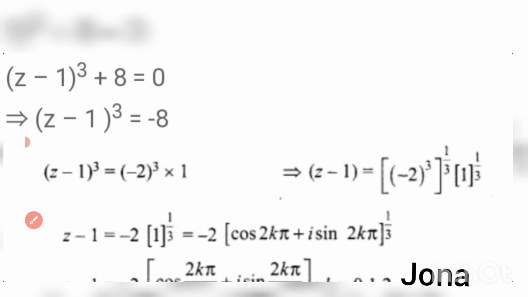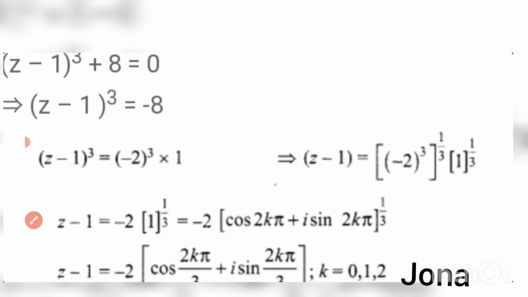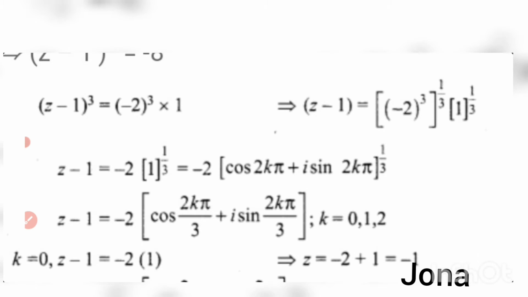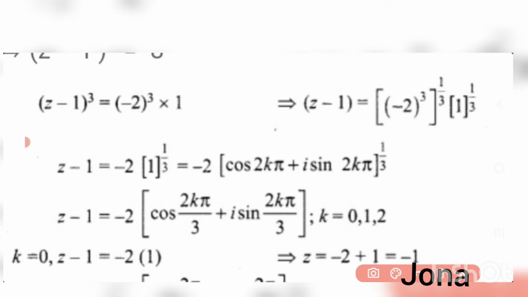From this I can take z minus 1. That means I want to take the cube root on both sides. If we take the cube root on both sides, the power becomes 1. So z minus 1 equal to (minus 2) the whole cube to the power 1 by 3, that is the cube root of this, and the cube root of 1 also, so 1 power 1 by 3.